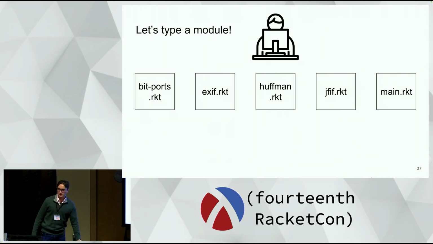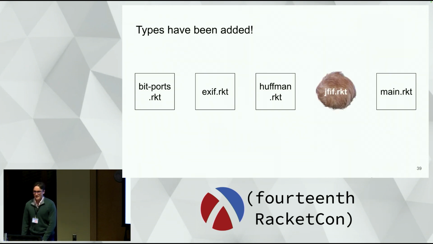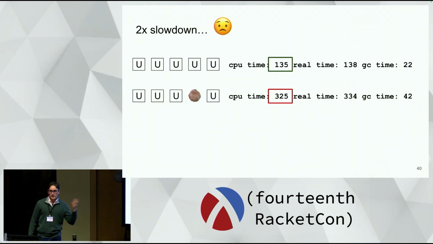If our code runs slower than this, it's a slow program. So the first thing we need to do is type a module. I'm going to throw a dart at the screen and see where it lands. Oh, look, it landed on this JFIF module. Let's type this first. All right, and now I'm going to wave my magic wand, and boom, it's typed. All right, so let's see what the timing information is like now. We got a 2-times slowdown for this. I mean, that's not terrible, but that's not very good. What can we do about this?